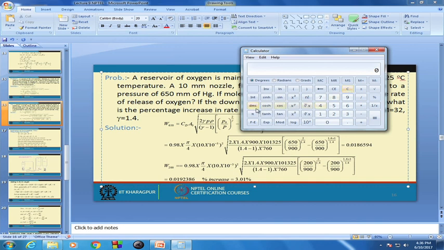Pi by 4 is equal to this into 10 to the power minus 3 into 10 into 10 to the power minus 3, that is 1 into 10 to the power minus 2.